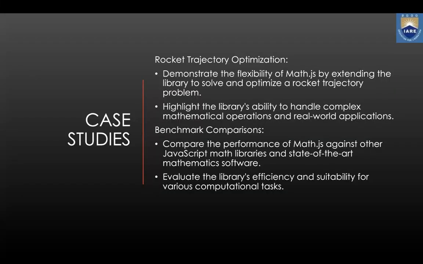So the case study which we are supposed to do is rocket trajectory optimization. So how can that be done? Demonstrate the flexibility of math.js by extending the library to optimize a rocket trajectory problem. It will highlight the library's ability to handle complex mathematical operations and real-world applications. Benchmark comparisons. So what are those? Comparing the performance of math.js against the other JavaScript math libraries which we have earlier discussed, Numeric.js, Numbers.js and others, that evaluates the library's efficiency and suitability for various computational tasks.